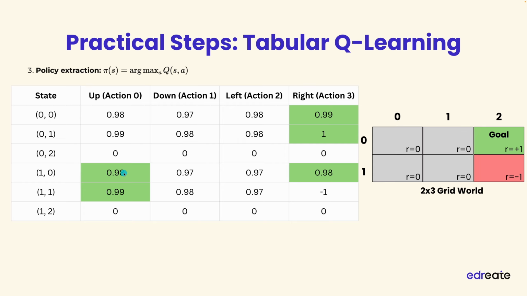This also makes sense. And now in this state, we can either go up or right. So these two have the exact same value. And for this one, we go up. And here you can see the action right has a value of -1. So we definitely don't want to take that action. So now after training, our Q table is built and we have extracted the best policy.